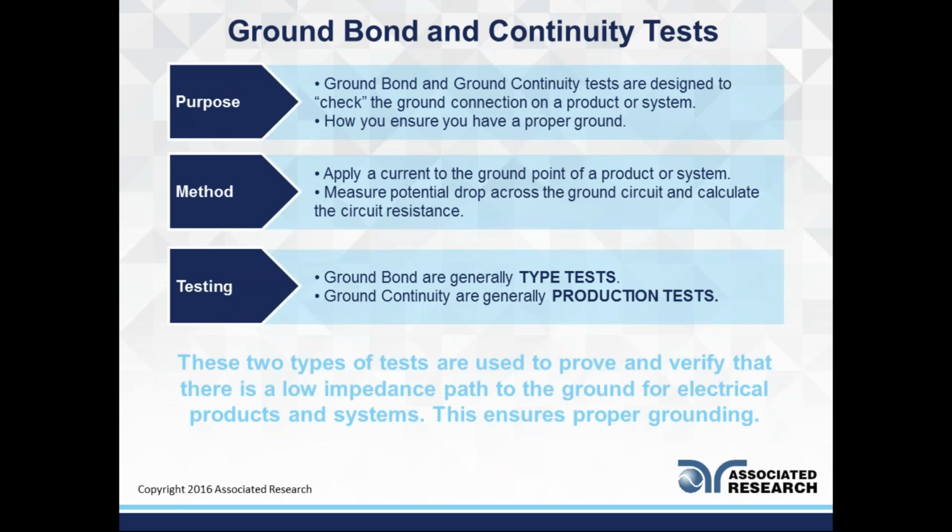So the ground bond and ground continuity test. Before we get into how we test and where these limits come from, we just want to make sure we understand the purpose and their definition. The purpose of the ground bond and ground continuity tests is to check the ground connection on a product or system, how you ensure you have a proper ground. The method is to apply a current, depending on what we're talking about. For ground bond, you're applying a large amount of current, whereas ground continuity is a very small amount of current that can actually range from 1 milliamp to 100 milliamps. Some of our new testers go up to 1 amp.